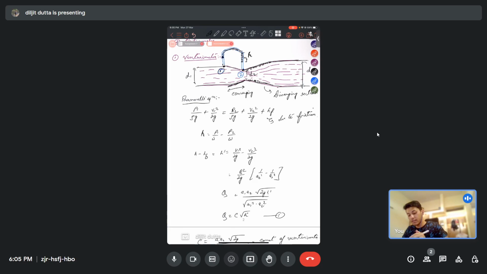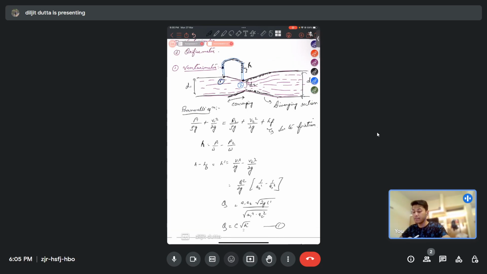Now, what is H? H is the pressure difference between section 1 and section 2, so P1 by W minus P2 by W will be the head. P1 will be greater than P2, which is quite obvious, as the velocity at section 2 will be higher than the velocity at section 1, so P2 will be less than P1.